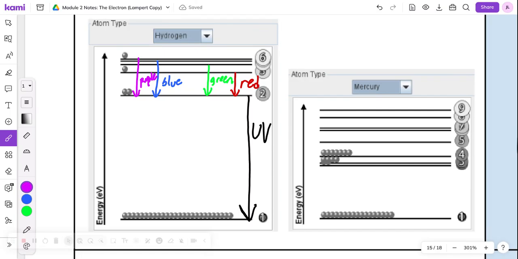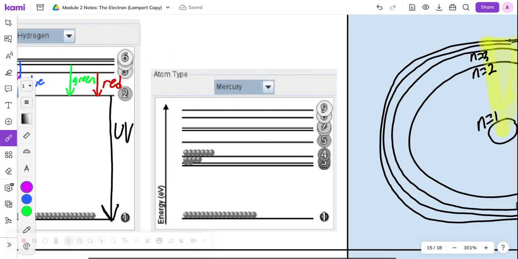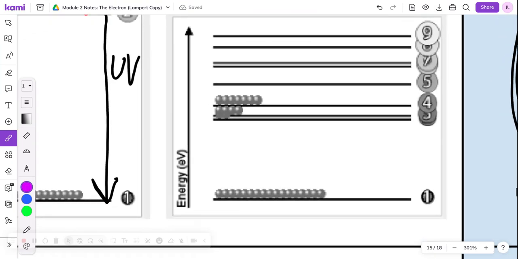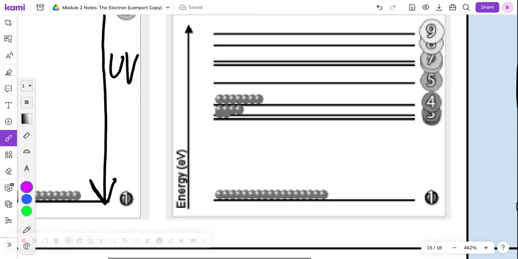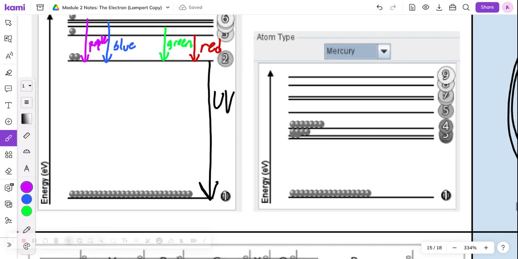Now, we could do the same thing for mercury. Now, if we look at mercury, are mercury's energy levels the same distance apart as hydrogen's? No, right? The distances are slightly different. And so if we were to look at mercury's transitions, we would get different colors of light. So because the spacing of energy levels is different, that means we're going to get different colors of light. Questions so far?